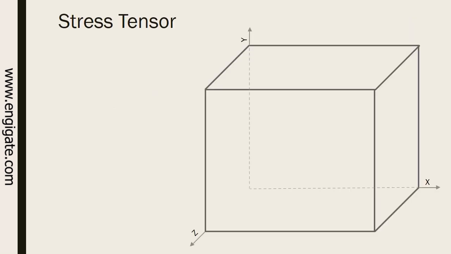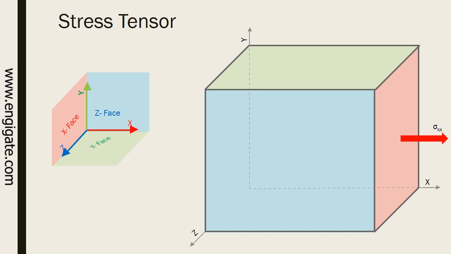Here a cube is shown for understanding of the stresses and their notation. As shown, the x face is a plane perpendicular to the x-axis, or say the yz plane. Similarly, the z face and y face are shown. Now stress in the x direction on the x plane is shown by sigma xx, as we discussed earlier in the notation section. Similarly, sigma yy and sigma zz are notated.